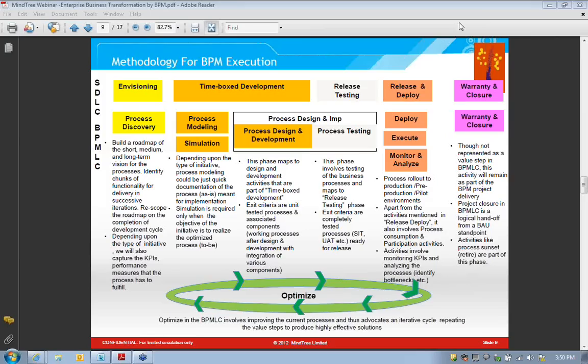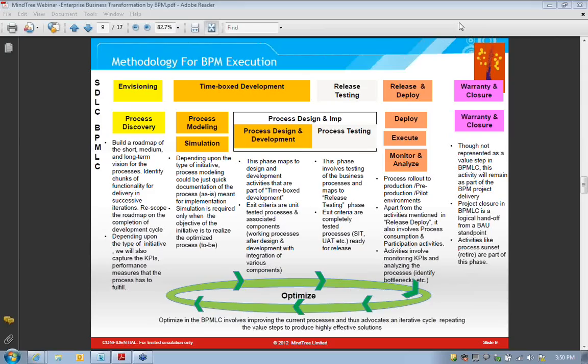If you can just compare these two steps together, in fact, it encompasses the two steps within a traditional software development life cycle: time-boxed development and release testing together. Then, of course, deploy and execute, monitor and analyze. These three steps we will do in place of a release and deploy alone.